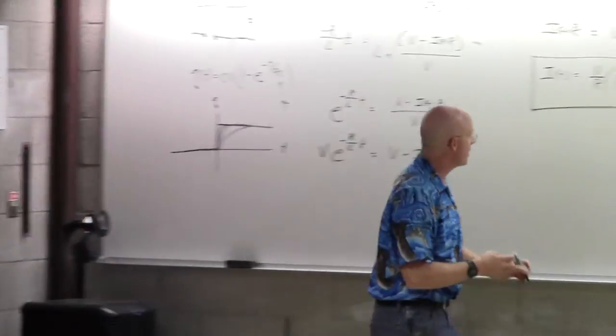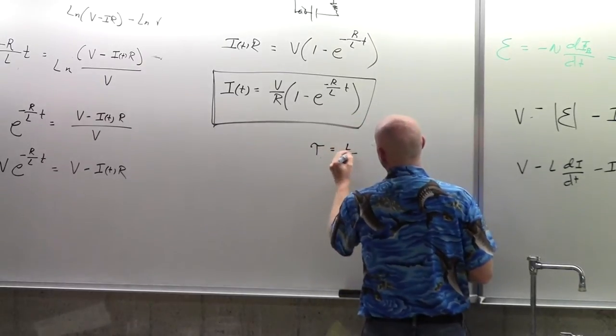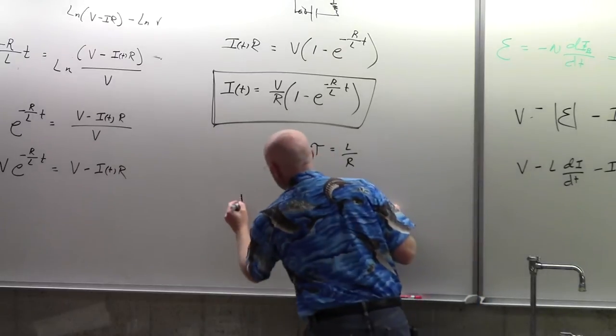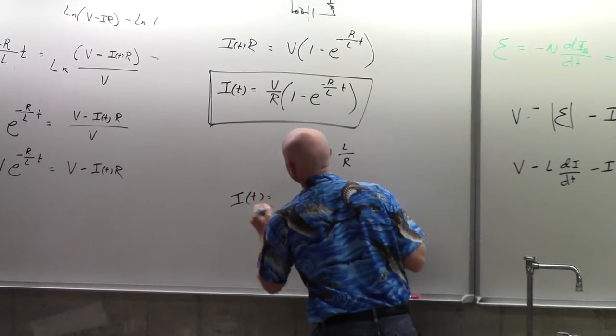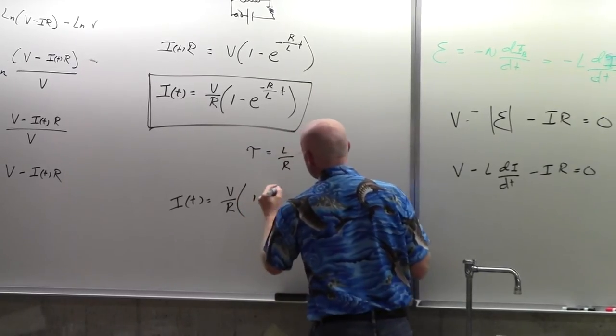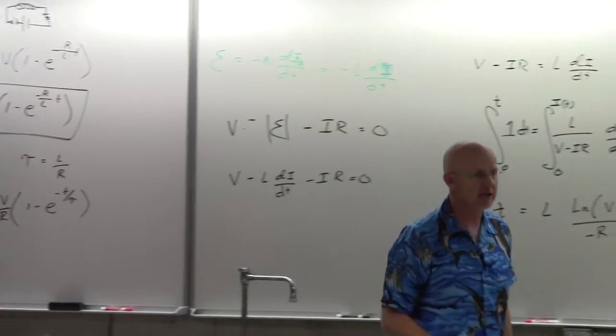We're going to do the same thing here. We are going to call tau the time constant. We're going to write it as L over R so that we can write the current as a function of time as equaling V over R times 1 minus e to the minus t over tau again. And so it looks a lot the same.